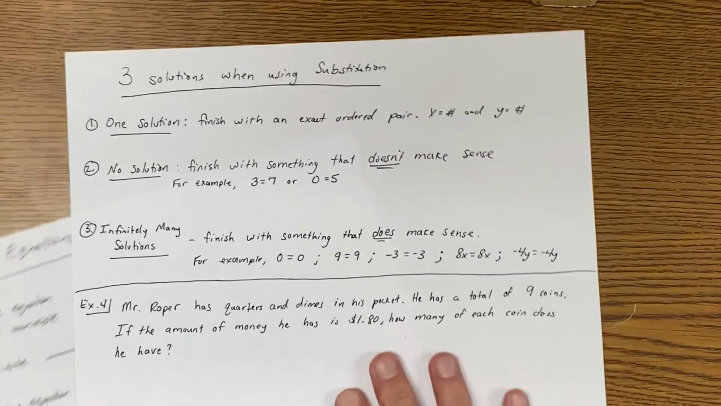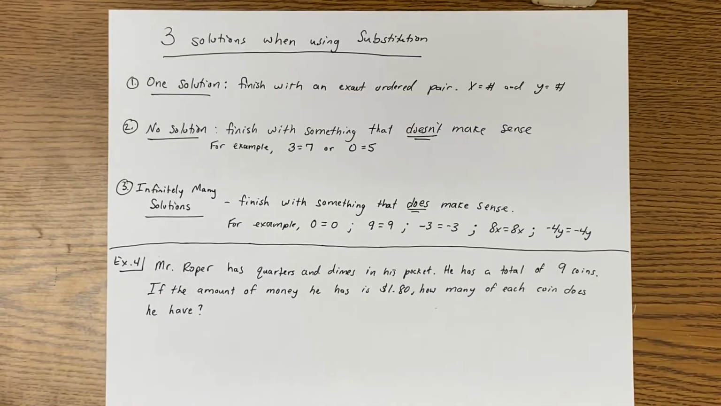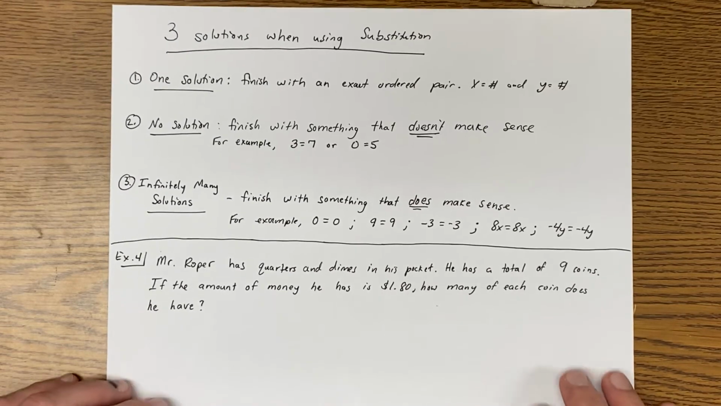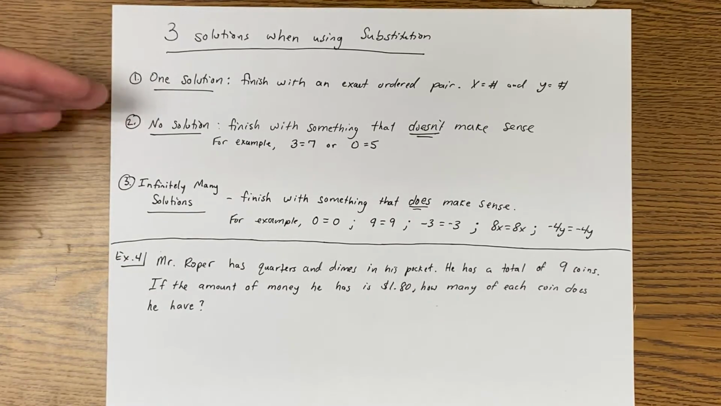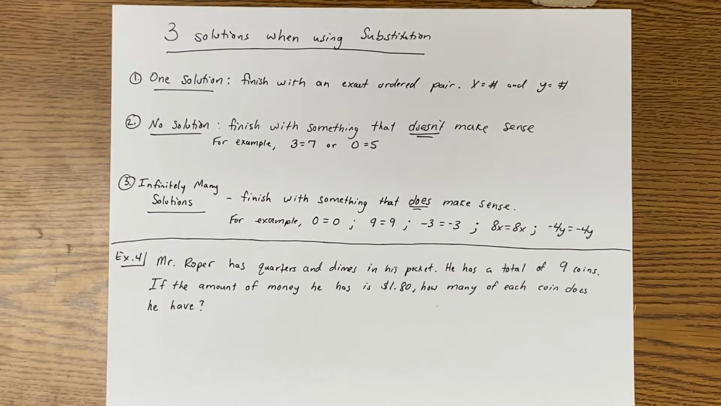Okay, so once again, there are 3 solutions that we could get: one solution, no solution, and infinitely many solutions. On graphs, it's a lot easier to see these solutions because for one solution, we have intersecting lines, no solution is parallel lines, and infinitely many solutions is the same line. However, when we're solving algebraically, we don't have the luxury of being able to just look at the graph and see. So we're going to have to interpret these answers just a little bit.